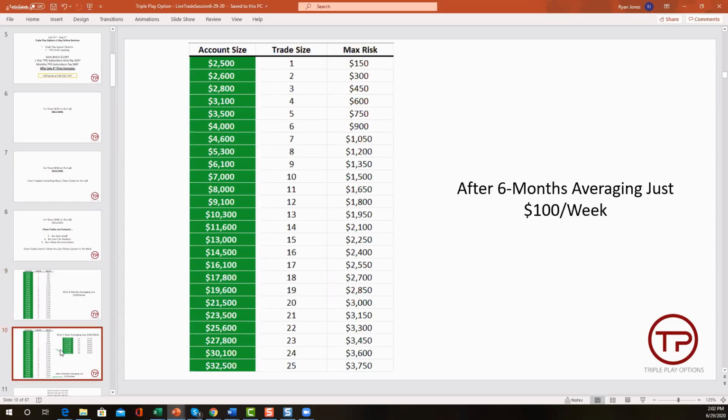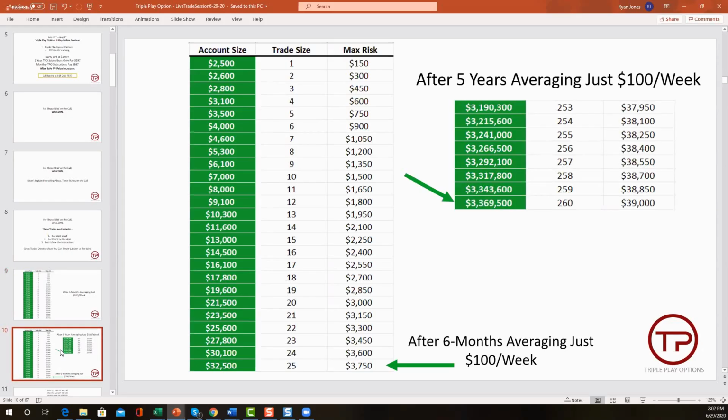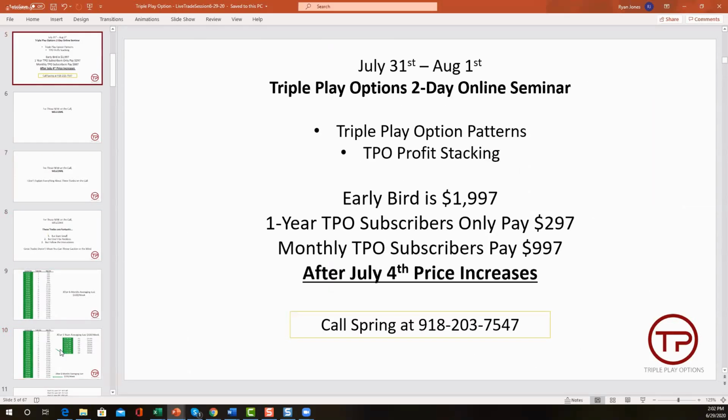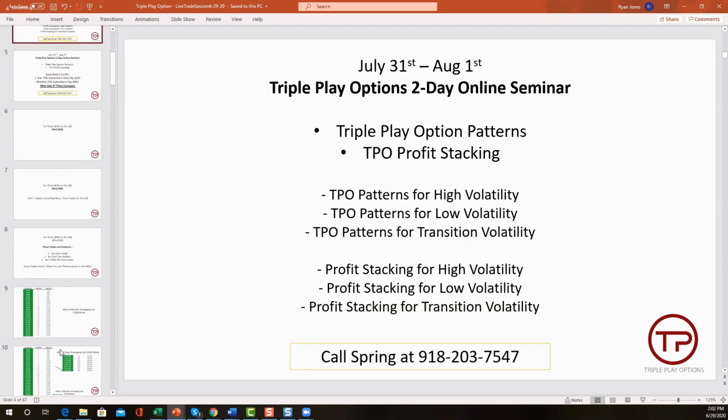If you're able to average $100 after 5 years, you're talking about well over $3 million after compounding. And it's just simple math. This isn't pie in the sky stuff. This is simple math. And never before have these trades been available the way they're available today. So this is a unique opportunity, and you definitely want to take it slow.